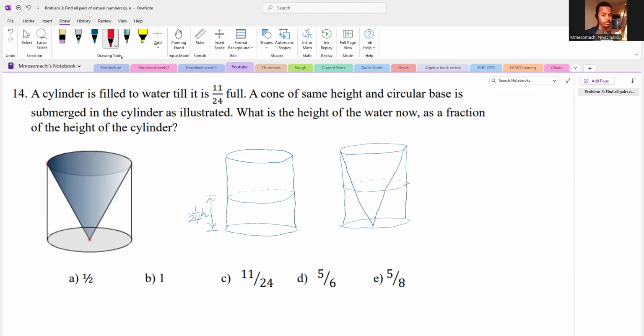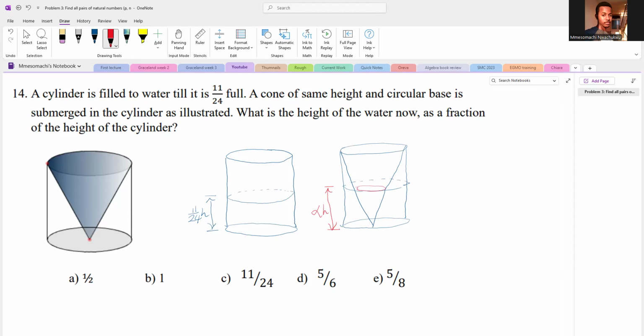And the new height of the water, okay, we don't know it. So let's just call the fraction alpha. So this is alpha h. So we want to find alpha in essence.